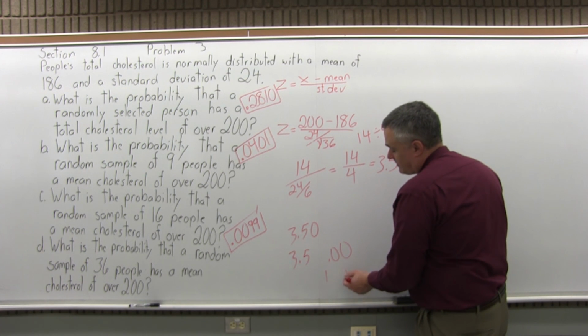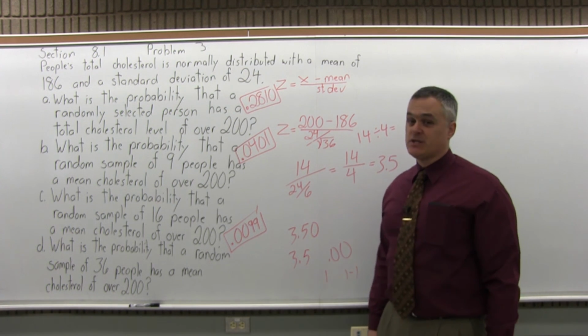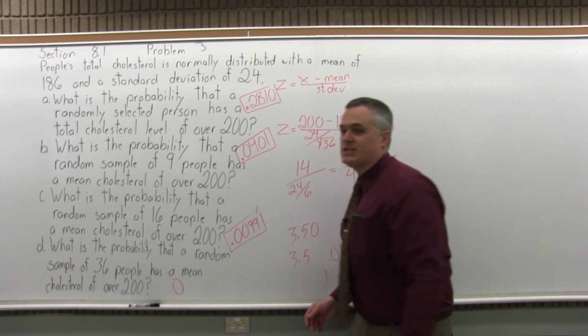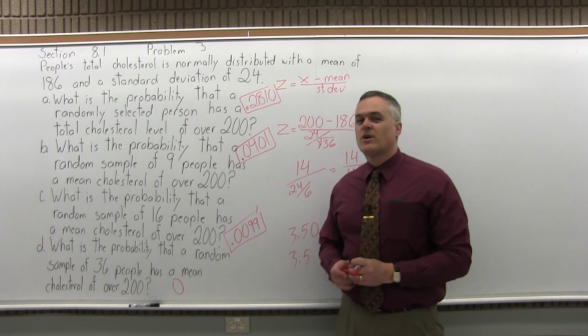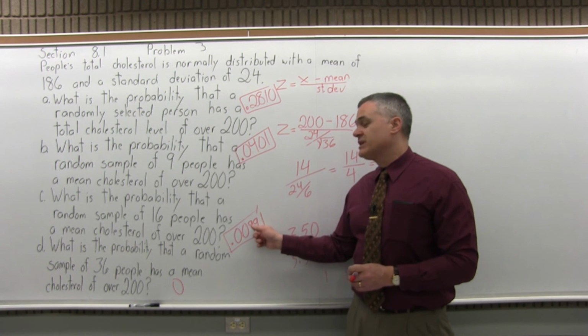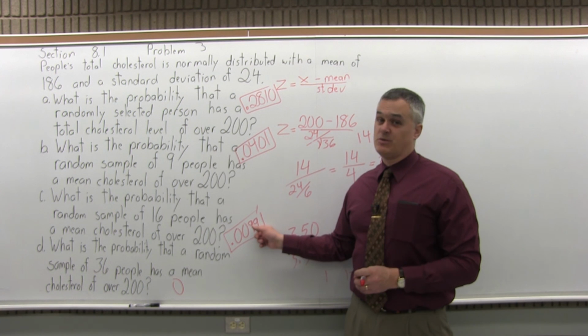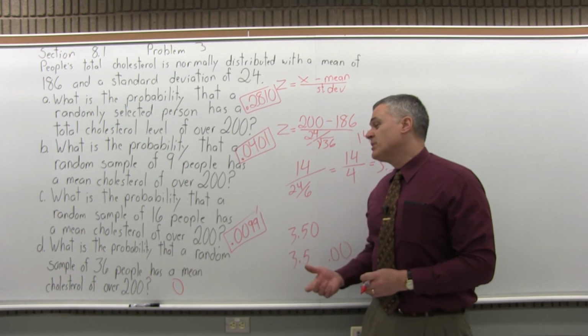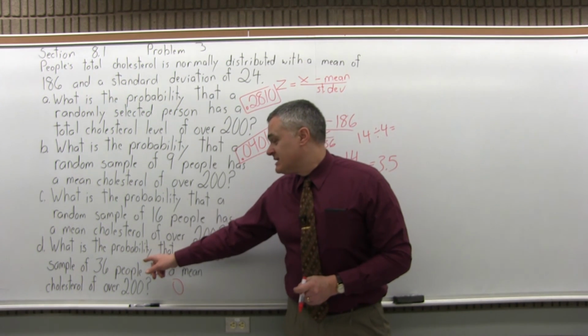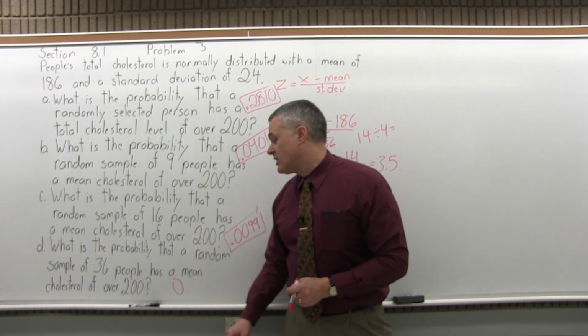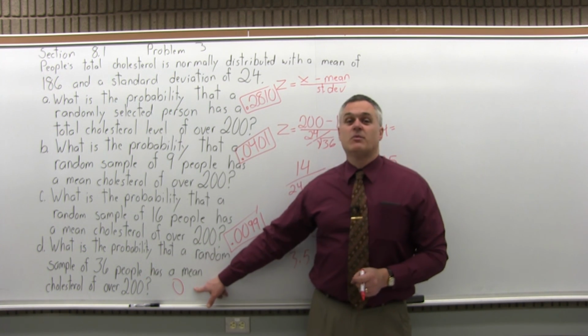So it would be 1 minus the chart value, 1 minus 1. The probability is essentially 0. It's not truly 0, but within round off beyond 4 places after the decimal, it's 0. The first 4 or more digits would be 0. So the probability of having a sample of 36 people have their average cholesterol over 200 would be very close to impossible.